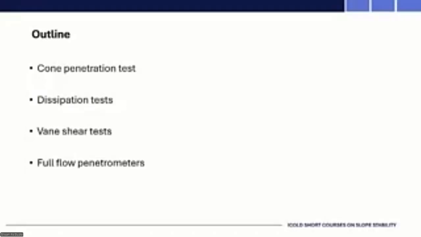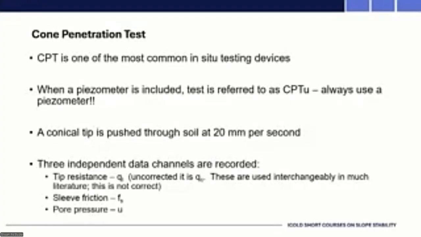So I'll talk about the CPT, the cone penetration test. Within that, I'll talk about dissipation tests and how important those are, and then link that to field vane tests, and then talk pretty briefly about these full flow penetrometers. So the CPT test, as I said, it's kind of our go-to type of method.